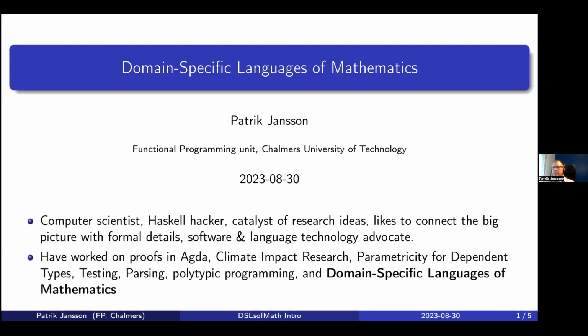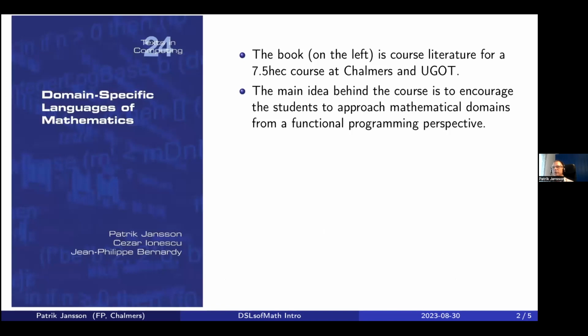So now what is that? Well, first, as I mentioned, there is a book. The front page is on the left. I'm the main author and I got 2 co-authors. It's also the course literature for a 7.5 credit course at Chalmers and University of Gothenburg. And the main idea is to encourage the students to approach mathematical domains from a functional programming perspective. And we'll see more of what that actually means later.